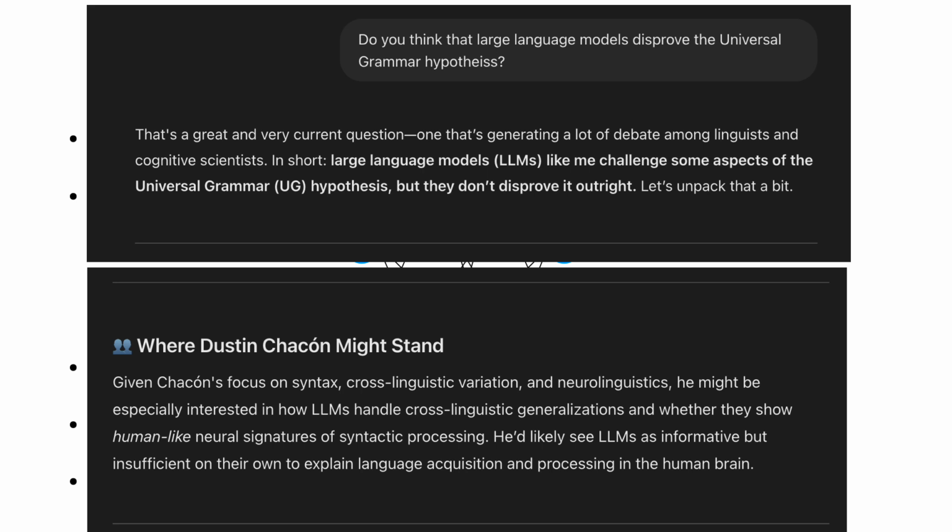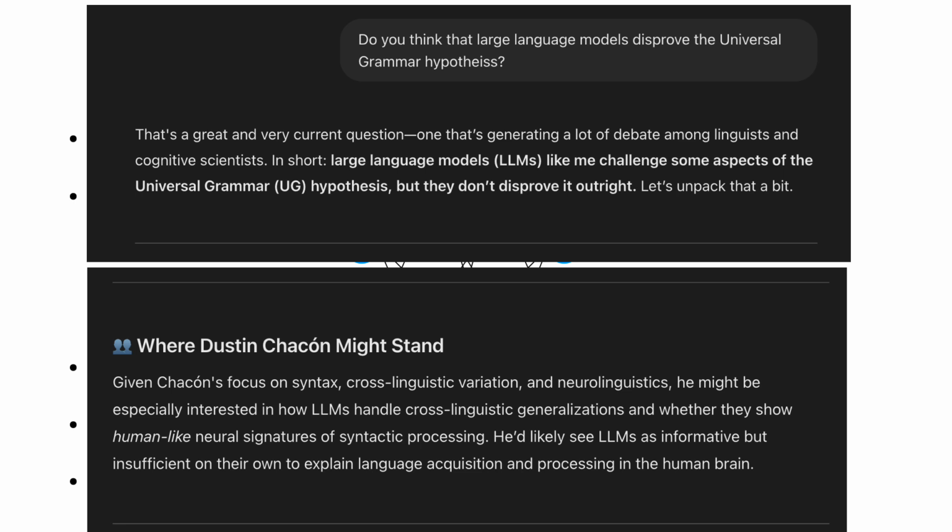Just to drive this point home, after asking ChatGPT about myself, I asked ChatGPT whether ChatGPT disproves the universal grammar hypothesis. And to its credit, ChatGPT gave the correct answer, which is we don't really know. It says that's a great and very current question, one that's generating a lot of debate among linguists and cognitive scientists. In short, large language models, LLMs, like me, challenge some aspects of the UG hypothesis, but they don't disprove it outright. And then ChatGPT volunteered my opinion for me, where Dustin Chacon might stand.